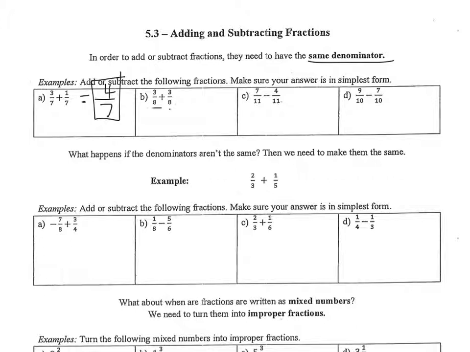This one, the two denominators are the same, so it's 6/8. But at the end, you want to reduce it. So I could divide the top by 2 and the bottom by 2 to get 3/4. So make sure you reduce it at the end. These two have the same denominators, so I just do 7 minus 4, which is 3/11.